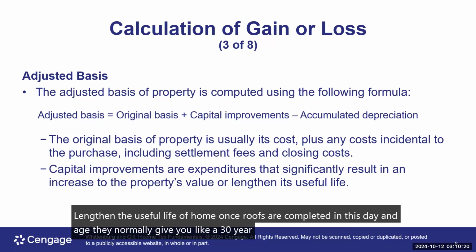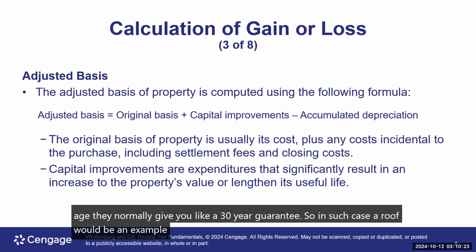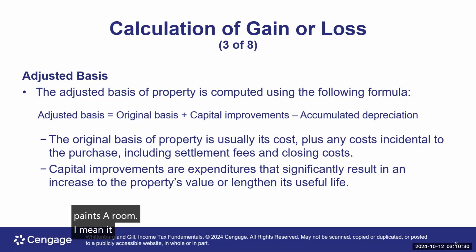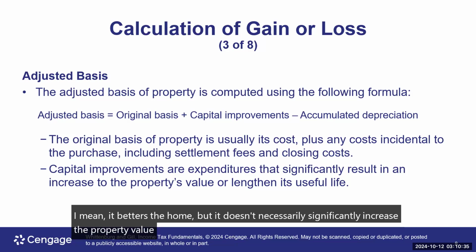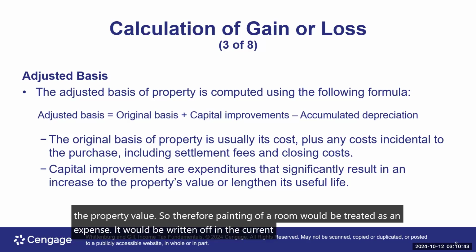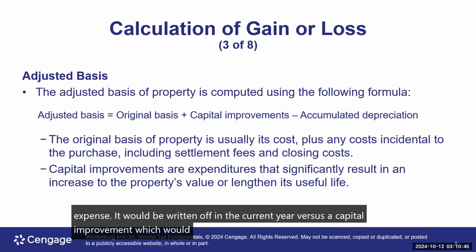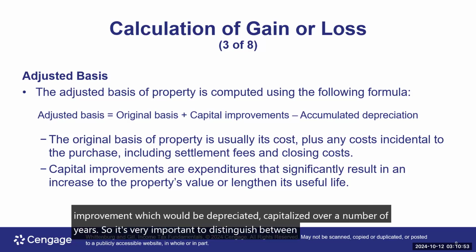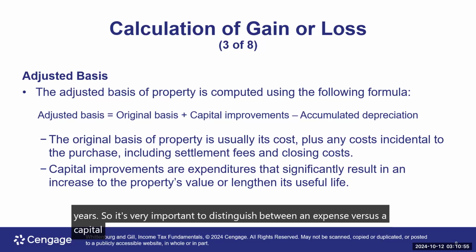So in such case, a roof would be an example of capital expenditure versus, let's say, a homeowner paints a room. I mean, it betters the home, but it doesn't necessarily significantly increase the property value. So therefore, painting of a room would be treated as an expense. It would be written off in the current year versus a capital improvement, which would be depreciated, capitalized over a number of years. So it's very important to distinguish between an expense versus a capital improvement to a property.